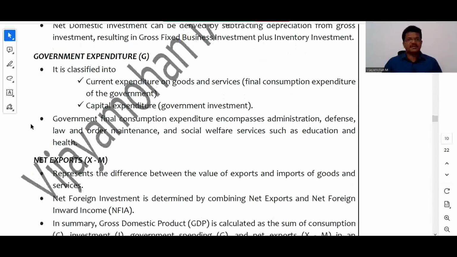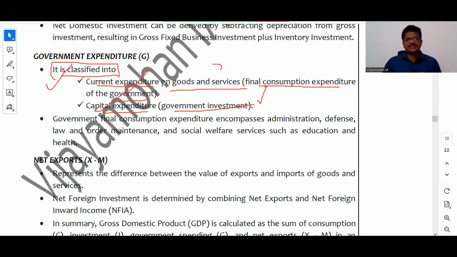Next item is government expenditure. So it is again classified into two aspects. One is current expenditure, then another one is capital expenditure. Current expenditure on goods and services, that is final consumption expenditure of the government, and capital expenditure is nothing but government investment.